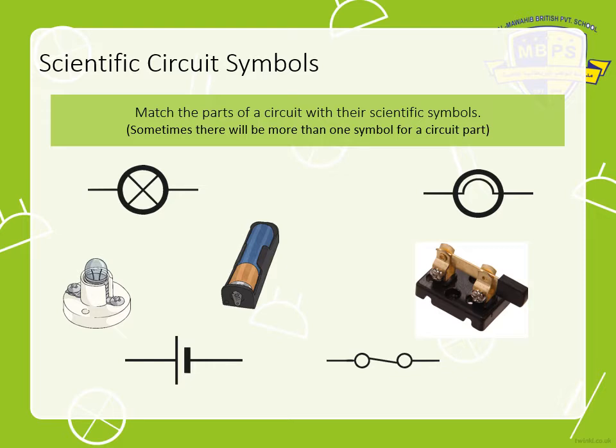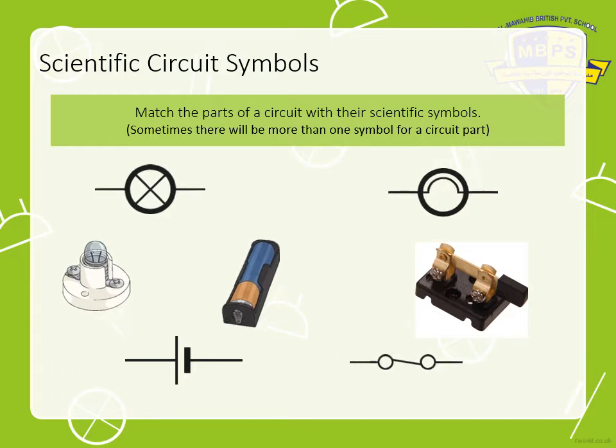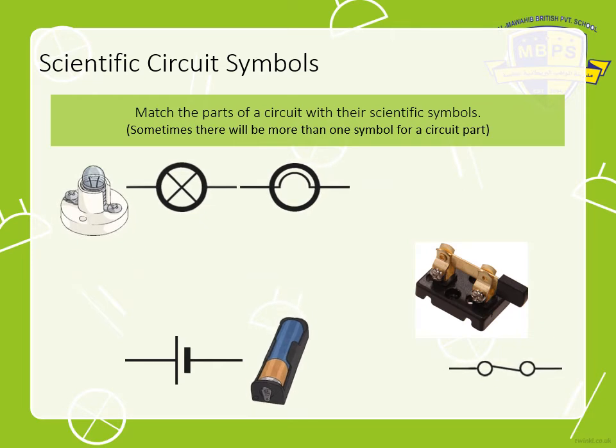Let's see. Now you can see over here there is a lamp, there is one cell or battery, and there is a switch that is closed. Can you see what the symbols are? These are the symbols. One cell has one line longer and one line shorter. The longer line is for the positive terminal and the shorter line is for the negative terminal. The battery has two symbols. You can draw both of them. And the switch, when it is closed, this is the symbol.